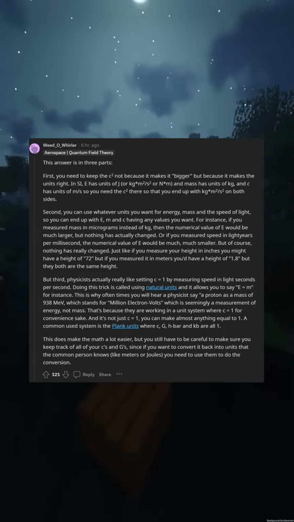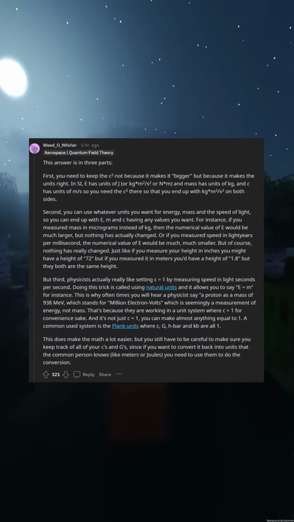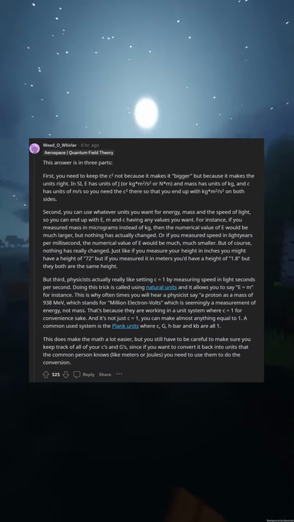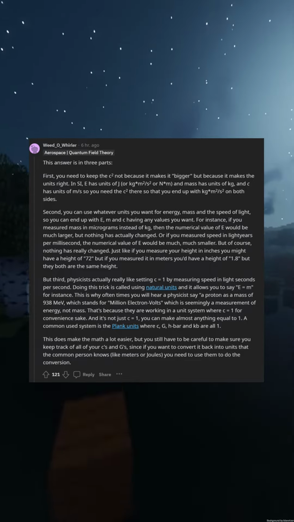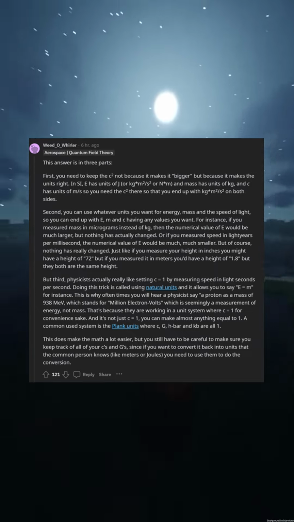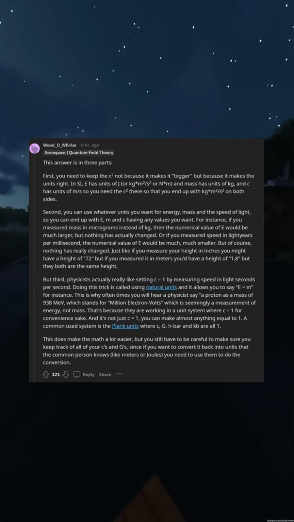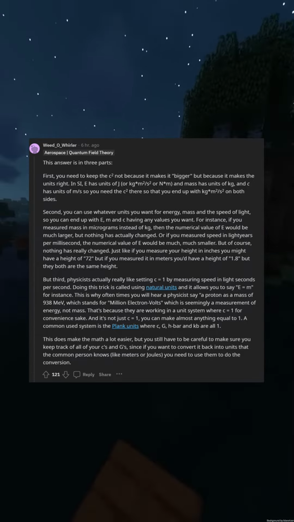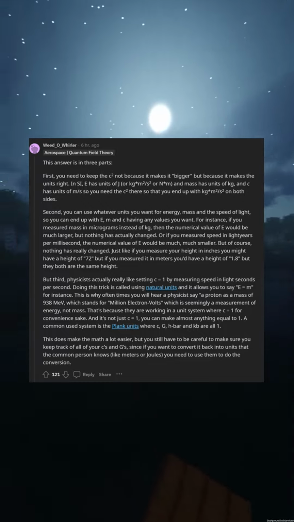both sides. Second, you can use whatever units you want for energy, mass, and the speed of light, so you can end up with E, m, and c having any values you want. For instance, if you measured mass in micrograms instead of kg, then the numerical value of E would be much larger, but nothing has actually changed. Or if you measured speed in light years per millisecond, the numerical value of E would be much smaller. But of course, nothing has really changed.